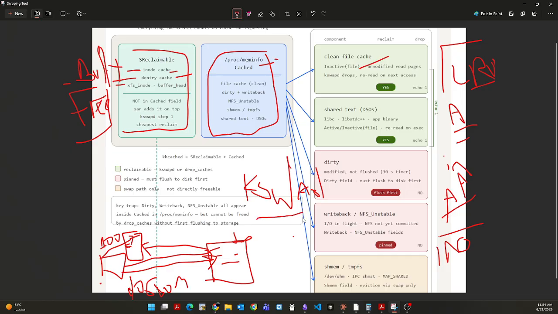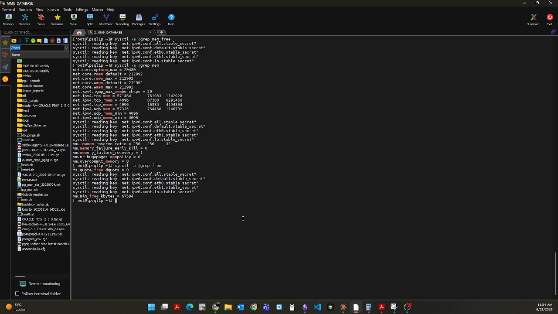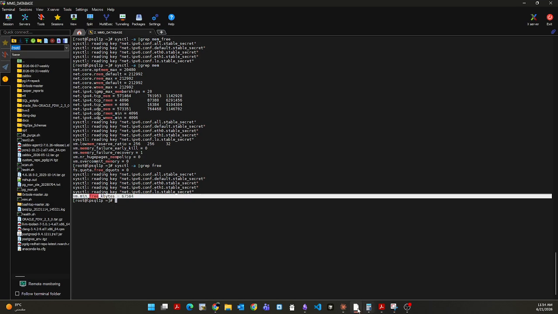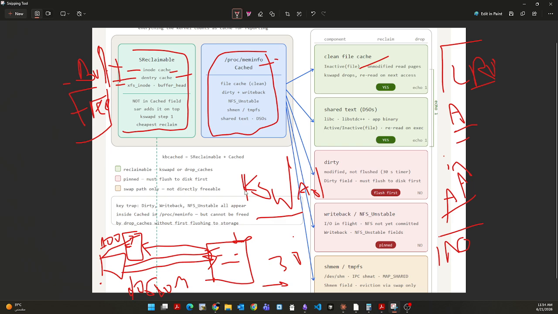When kswapd wakes up, because it reached the 30 seconds or the memory is less than the min free value that we were talking about, kswapd wakes up and tries to reclaim. When it starts to reclaim, the first victim is the inode cache and the dentry cache, which is the slab reclaimable, as you can see from the meminfo we talked about.